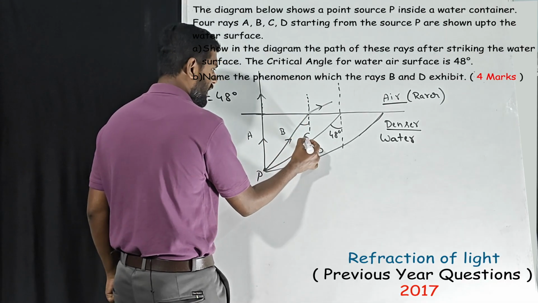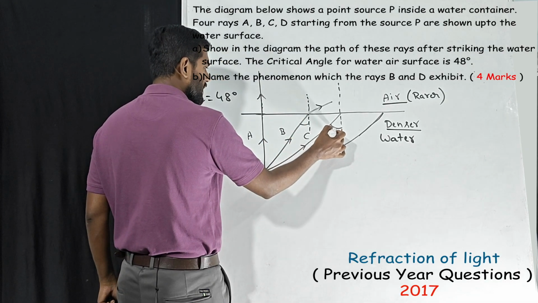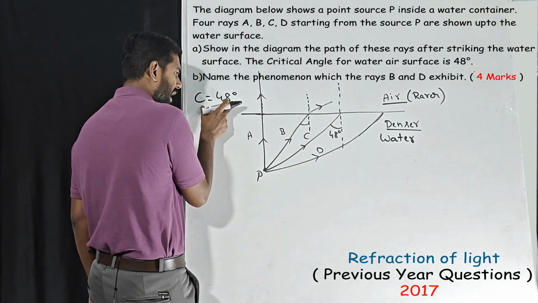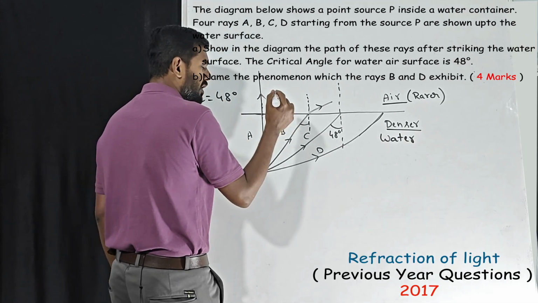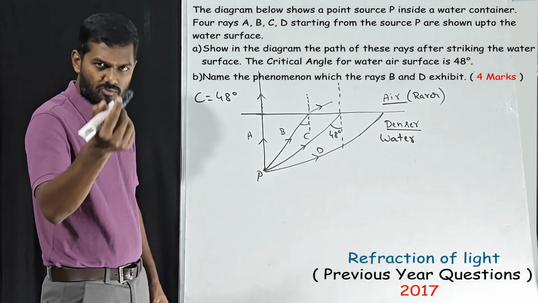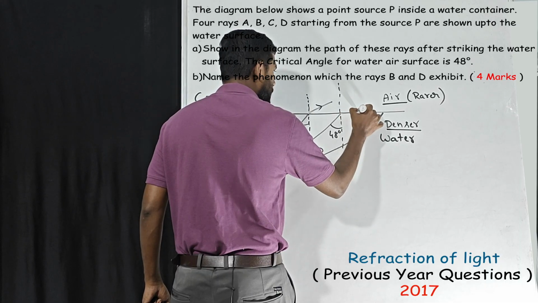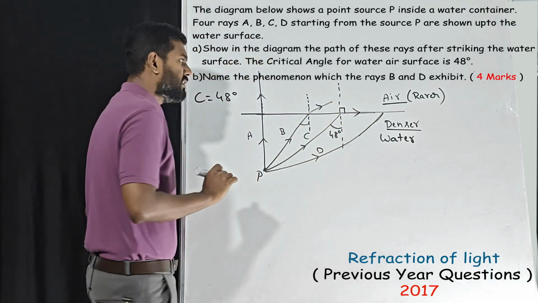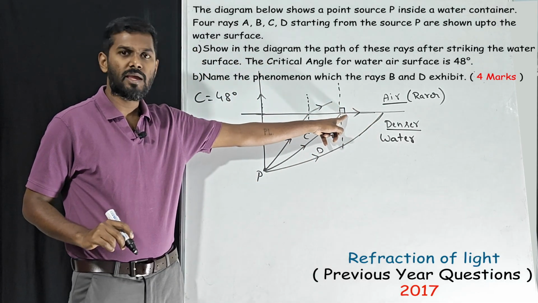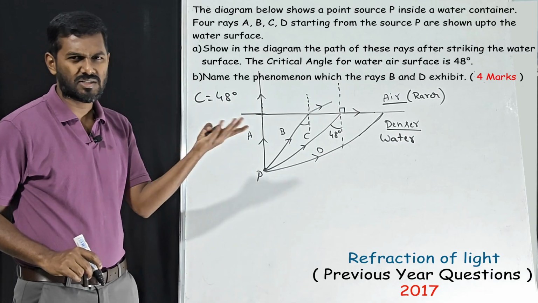Then the ray C: here the angle of incidence is 48 degrees and the critical angle is also 48 degrees. When the angle of incidence is equal to the critical angle, the refraction will be along the surface and the angle of refraction will be 90 degrees. This you should know. These are the basics.